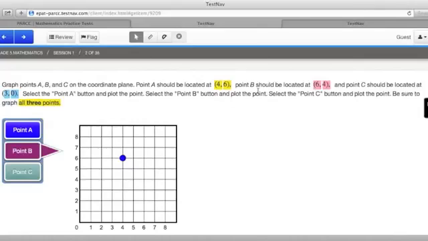And point B needs to be at point 6, 4. Left and right comes first, then up and down. So I'm going to start at 0, go across 6, up 4, click. Click on point C. This needs to be at 3, 0. Across 3 and go up none. Start at 0, across 3, up none, click, and I'm ready to go on to the next problem.